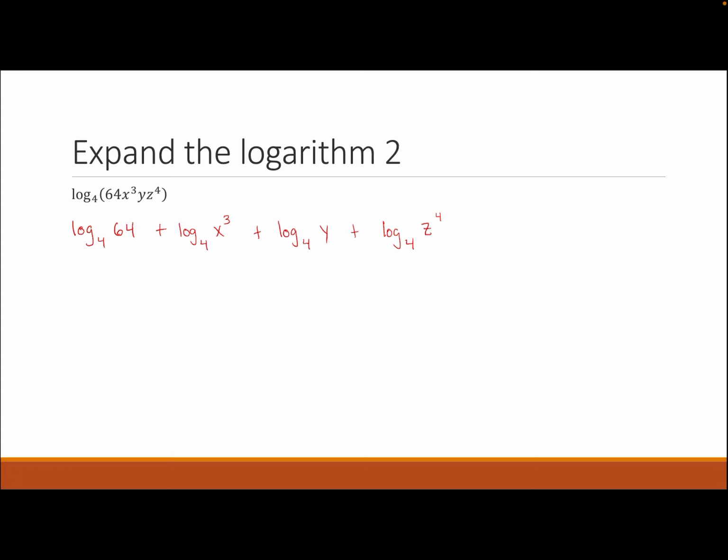And so for log base 4 of 64, 4 to what power is 64? That's going to be 3. And then the rest of these exponents just move to the front. So we get 3 log base 4 x plus log base 4 y plus 4 log base 4 z. And that is as far as we can go. Pause the video, see what you get for this.